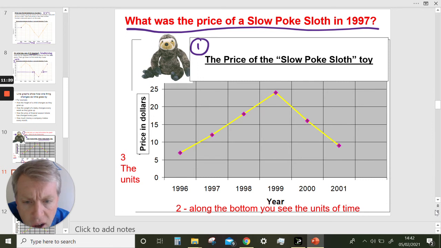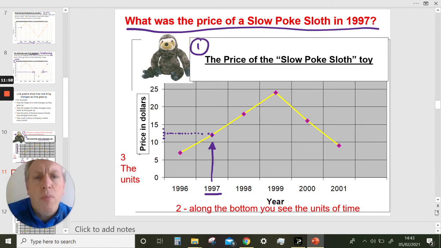So I'm looking for 1997, and I'm going to go up and find, aha, there's the data point for 1997. It's not a dot or a star here, it's a little square, but that's what I want. Okay, and I'm going to read horizontally straight across. Aha. Oh, it's between 12 and 15. How far? Well, 10, maybe 11, 12, 13, 14.